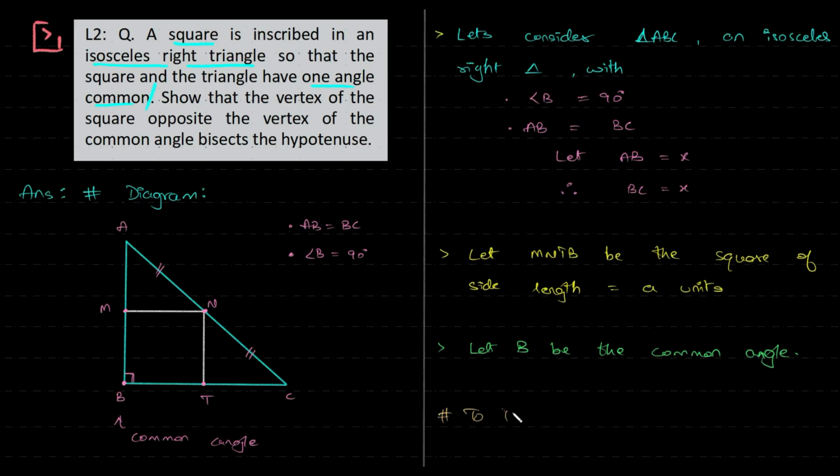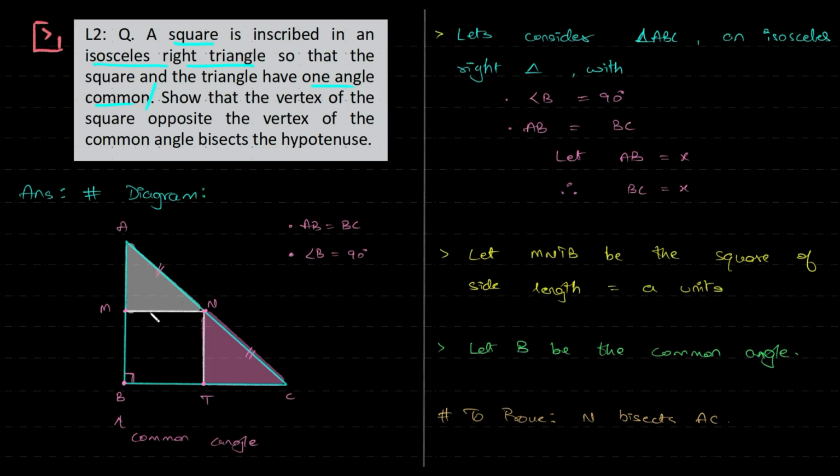So we are looking to prove N is the midpoint of, or N bisects AC. So indirectly N is the midpoint of AC. How can we do this? Quite a few ways. One of them being that triangle AMN is congruent to triangle NTC, and we are done. We can clearly see they are congruent, is it not? We just have to prove that. How will we prove that?